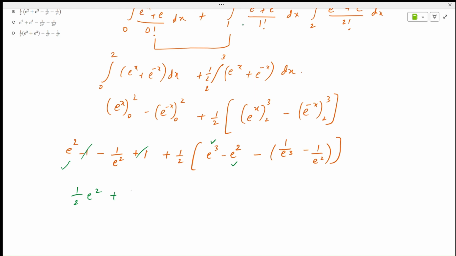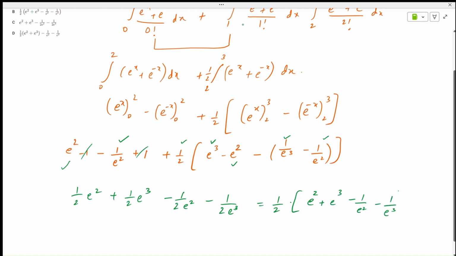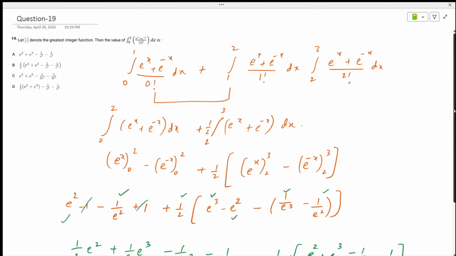Then plus half e^3, and then minus 1/2 times 1/e^2, plus this, plus 1/(2e^2), is nothing but minus 1/(2e^2), and finally minus 1/(2e^3). If you take 1/2 common, we are left with e^2 plus e^3 minus 1/e^2 minus 1/e^3. Let us check the options. It is option B.